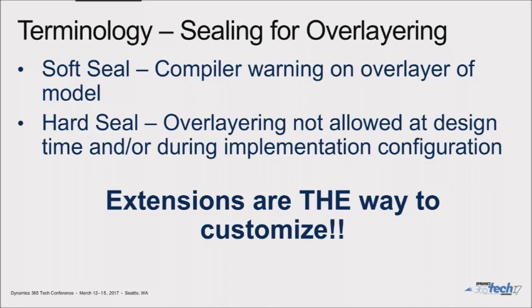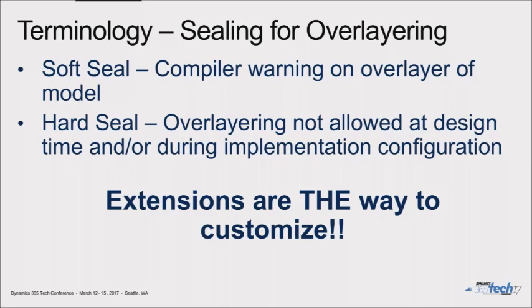The first one is a soft seal, which is basically like deprecating. When you change an API in .NET, you put an obsolete attribute and you're deprecating that capability, which is a notification to the users that this is going to go away in the future. So the first step in our efforts to seal models is the soft seal, where we generate a compiler warning whenever that model is overlayered.